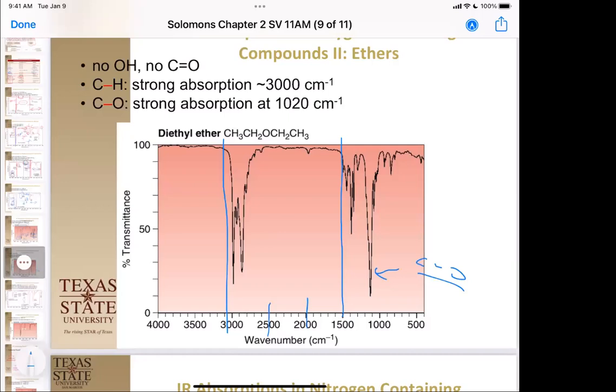Questions on that? So that means if you were in the lab and you started with an alcohol and you wanted to make an ether, you actually want to look for this change to happen. The OH peak goes away. And you get this even more intense peak in that carbon-oxygen single bond range. All right, questions on that? Okay. So again, these are strong absorptions because they're polar bonds.